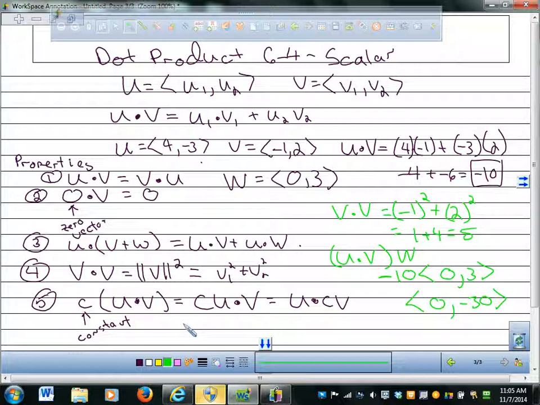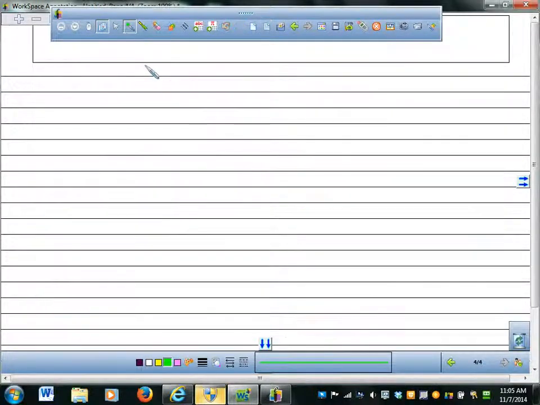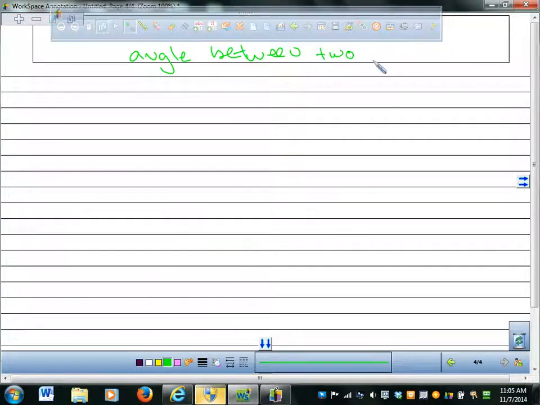Now, one thing that dot products are useful for is finding the angle between 2 vectors. This comes out of the law of cosines, if you're interested in where it comes from. So the formula is cosine of theta is equal to u dot v over the magnitude of u times the magnitude of v.